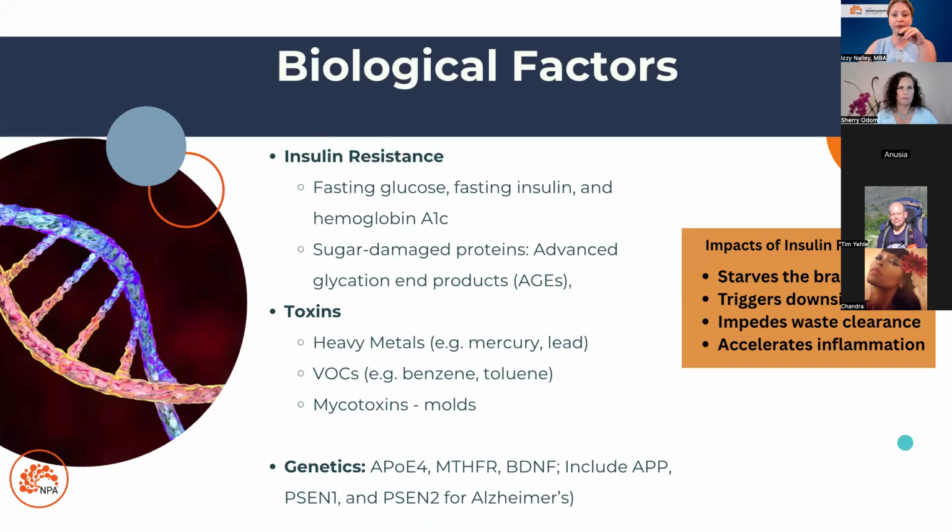Yeah, good point. Insulin resistance, there's so much out there now about insulin resistance that also affects your inflammation. It is a contributor to Alzheimer's significantly. So you need to know what your fasting glucose level is and your hemoglobin A1C. That's the long-term marker for what your insulin levels are. Toxins, exposure to heavy metals, VOCs, and mycotoxins.